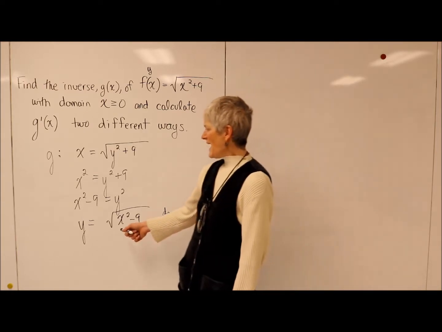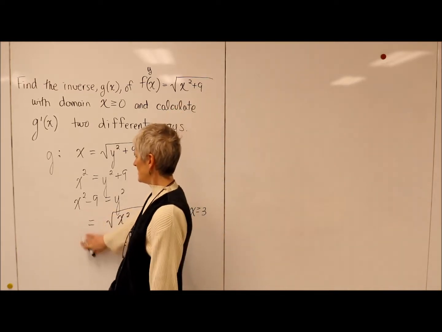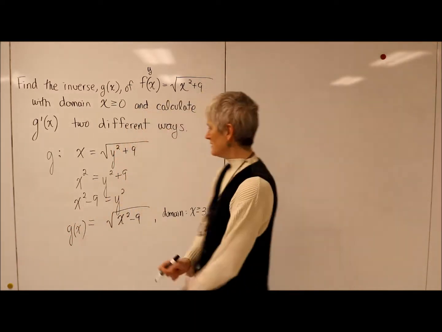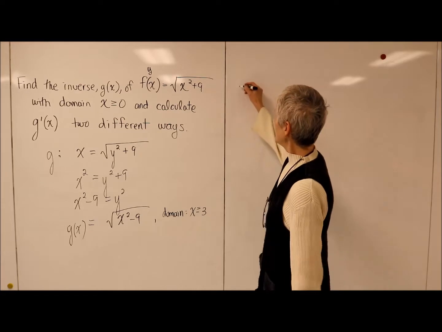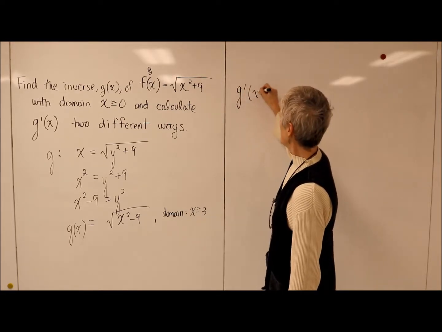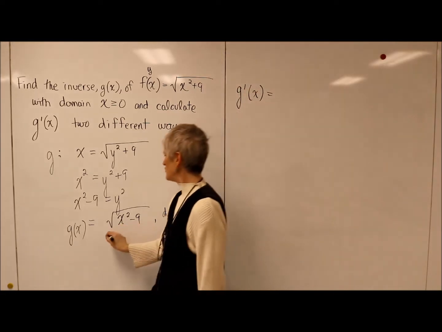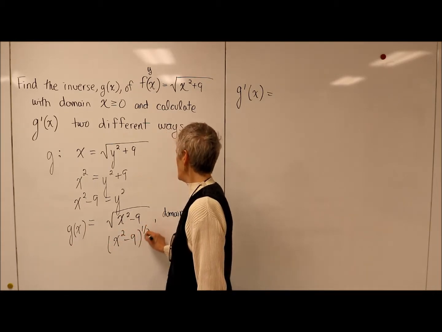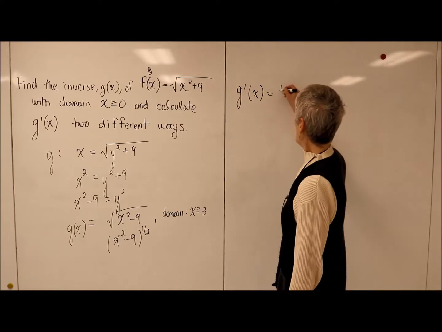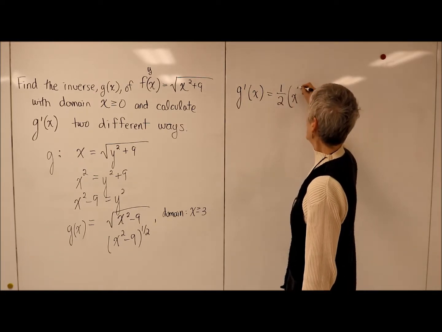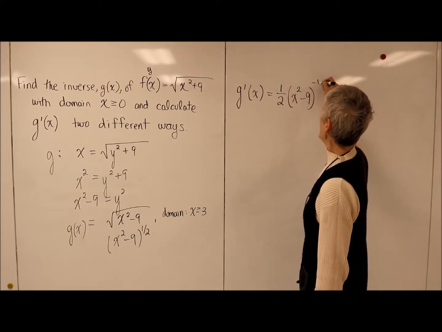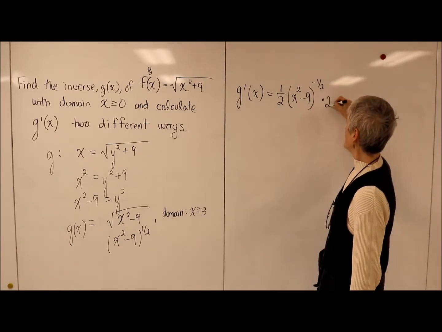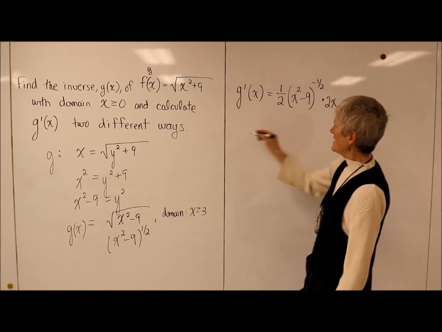Okay, so now this is my g of x. Since I solved for y, I can just go ahead and say g of x. All right, we're looking for the derivative, so let's bring that up here and take the derivative. Of course, I'm going to just rewrite this as x squared minus 9 to the 1/2, so I can do my chain rule nicely. 1/2 times x squared minus 9 to the negative 1/2, chain rule, times the derivative of x squared minus 9, which is 2x. And I'll just make this pretty.